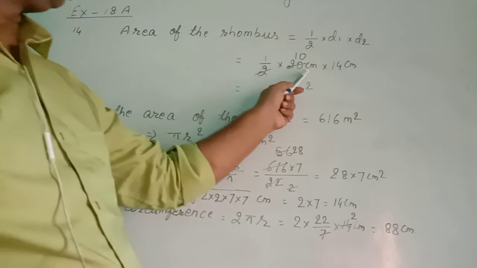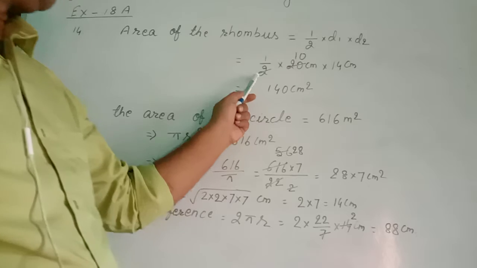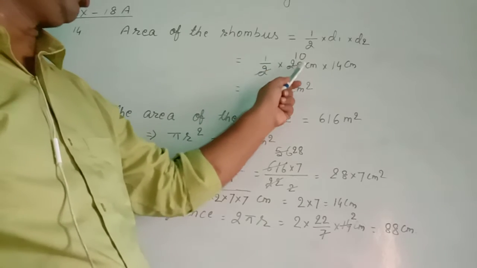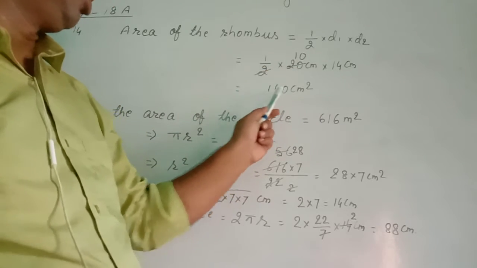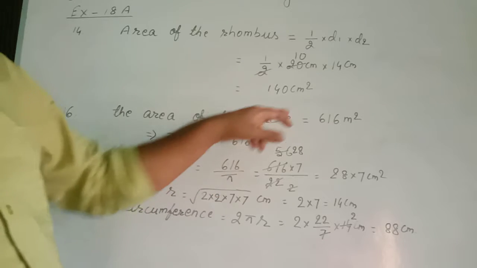1 by 2 into 20 centimeter into 14 centimeter. So these two are cancelled, 2 10s are 20. So 10 into 14 equals 140 centimeter square.